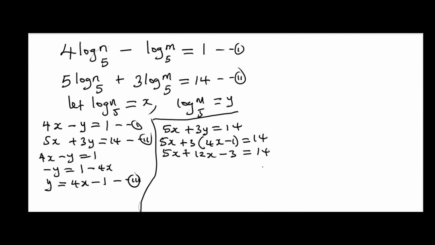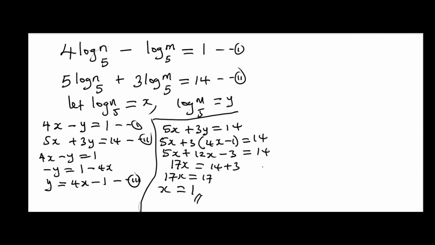And then add the values together. 5x plus 12x is 17x, equal to 14 plus 3. When you move minus 3 to the other side of the equation, hence 17x is equal to 17. Therefore, x now is equal to 1. That's the value of x.